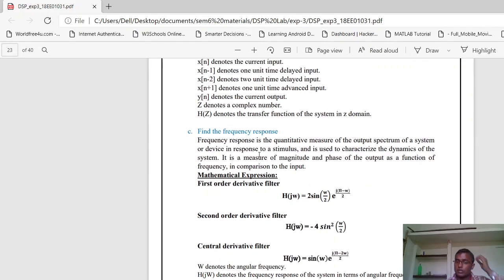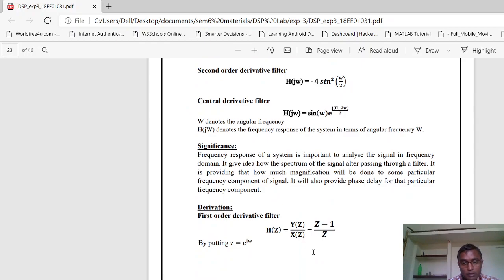After that, the frequency response. Frequency response tells how much magnification happens to a particular frequency component of the input signal. Again, I will be doing the derivation in the downward part. H of j omega is equal to 2 sin(omega by 2) e to the power j(pi minus omega) by 2, and accordingly for every other filter.